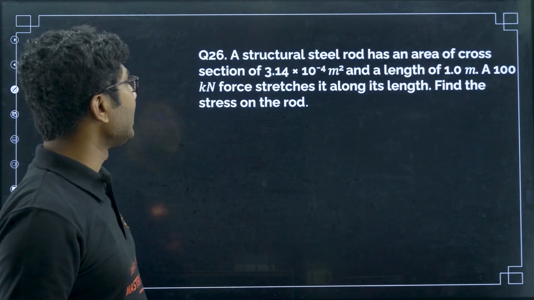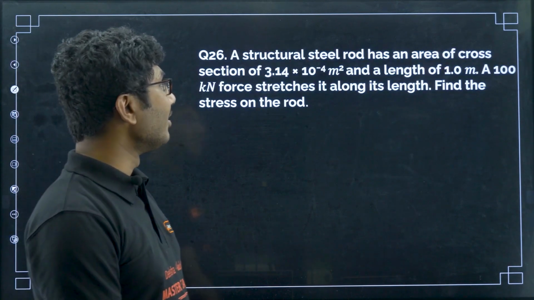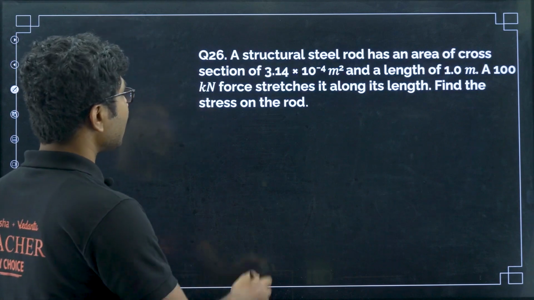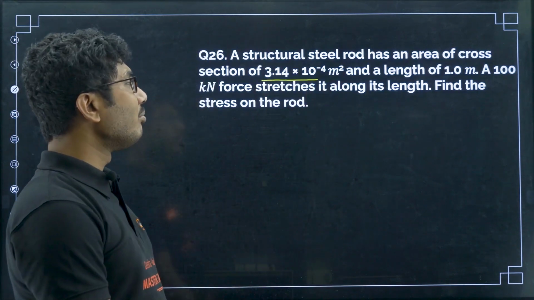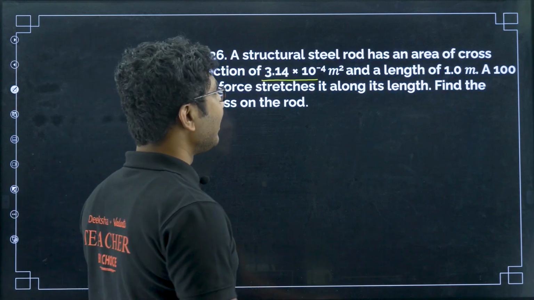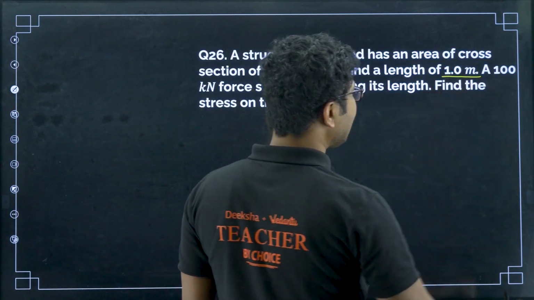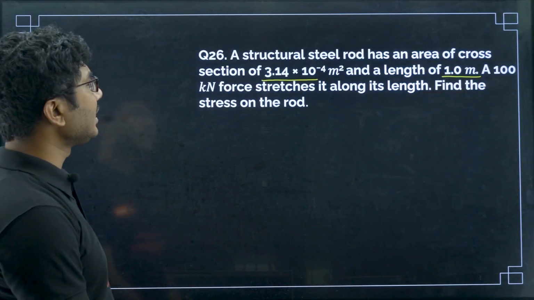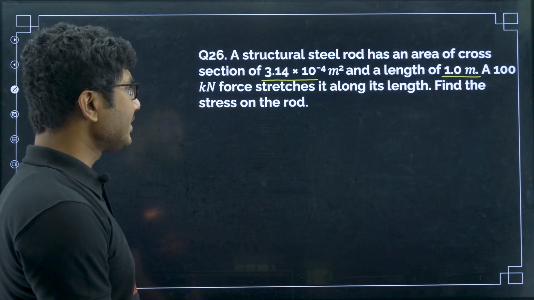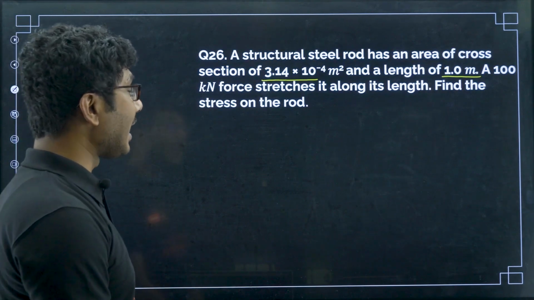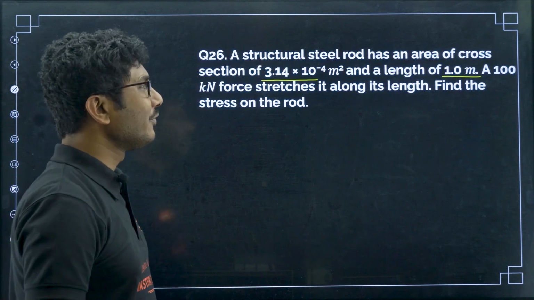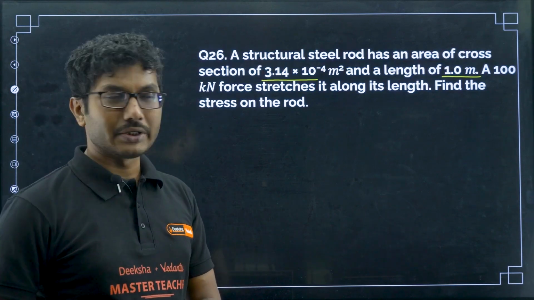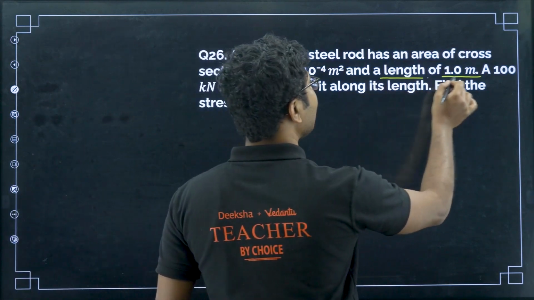Now, question number 26. A structural steel rod has an area of cross section 3.14 into 10 to the power of minus 4 meter square and a length of 0.1 meter. A 100 kilonewton force stretches it along its length. Find the stress on the rod. Here we have one extra quantity which is not required, that is the length of the rod.